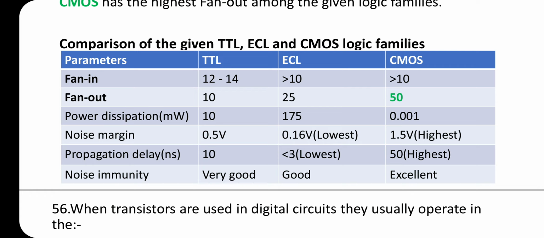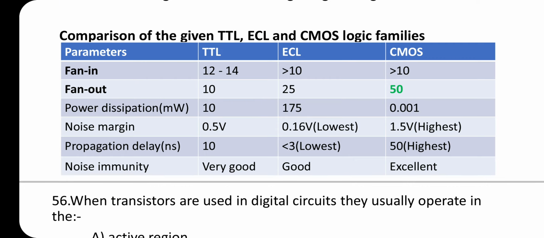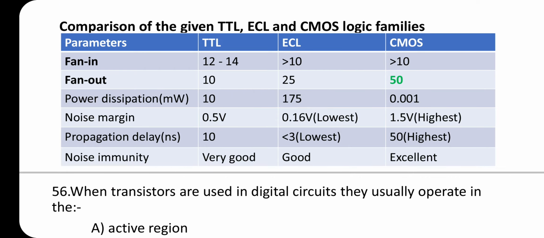Propagation delay in nanosecond: for TTL it is 10, for ECL it is less than 3 which is lowest, for CMOS it is 50 which is highest. Noise immunity: for TTL very good, ECL good, CMOS excellent. Learn these parameters by heart, at least the highest and lowest logic families.